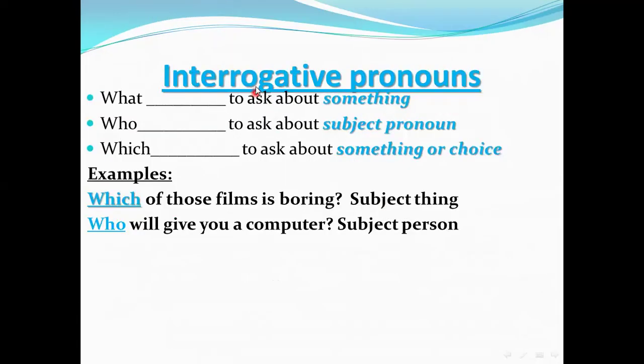Here we have interrogative pronouns. What is used for something. Who is used to ask about the subject person. Which is used to ask for a choice. We say, which of those films is boring? Here we use which to ask about a subject thing. We have here, who will give you a computer? Who is used for a subject person. Let's go to another one.